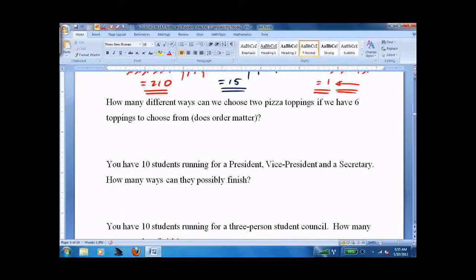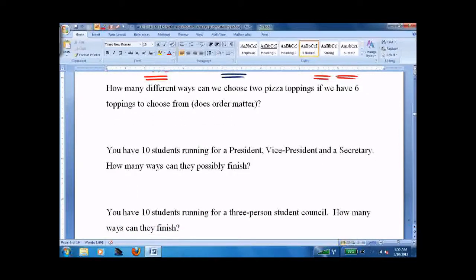Here's a classic. Pizza toppings. Now some people will argue with me, but we'll just assume for the time being that outside of the cheese itself, if I have anchovies and sausage and pepperoni and, I don't know, tomatoes, what else weird stuff do people put on there? Ham and bacon. I've got 6 toppings, and I only get to pick 2 of them. Doesn't matter which one I put first. Does order matter? The answer is no.